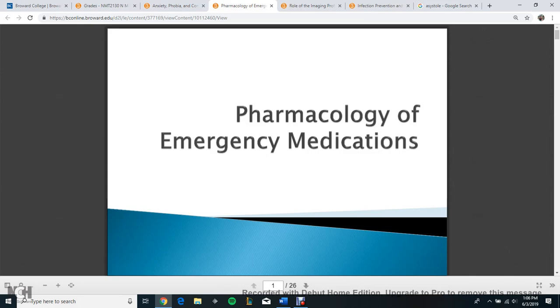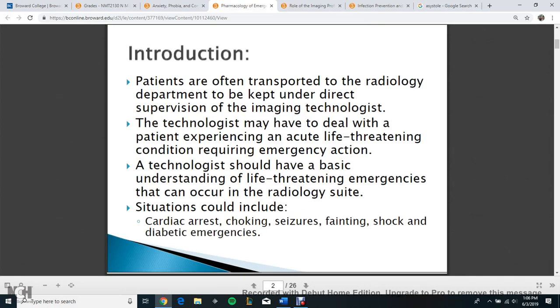Pharmacology of emergency medications. Introduction. Patients are often transported to the radiology department to be kept under direct supervision of the imaging technologist. The technologist may have to deal with a patient experiencing an acute life-threatening condition requiring emergency action. A technologist should have a basic understanding of the life-threatening emergencies that can occur in the radiology suite.